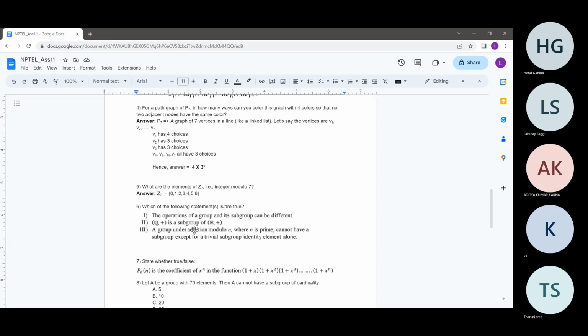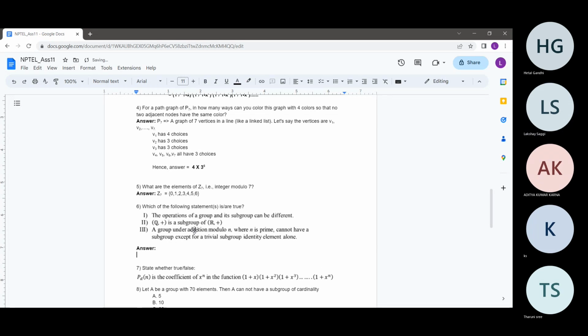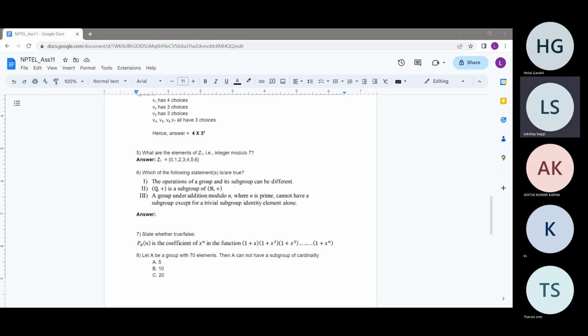So now let's come to the sixth question. What does the sixth question say? The sixth question asks, which of the following statements are true? It has three statements, so let's just go through the statements one by one. What does statement one say? Statement one says that the operations of a group and its subgroup can be different.